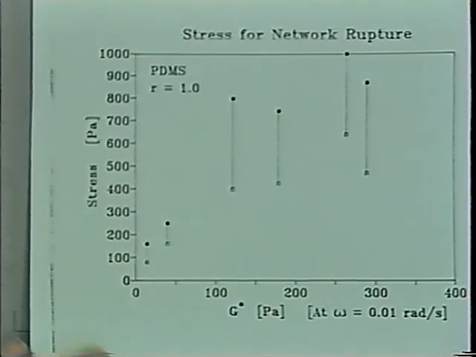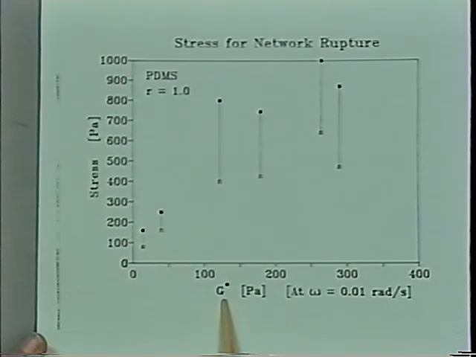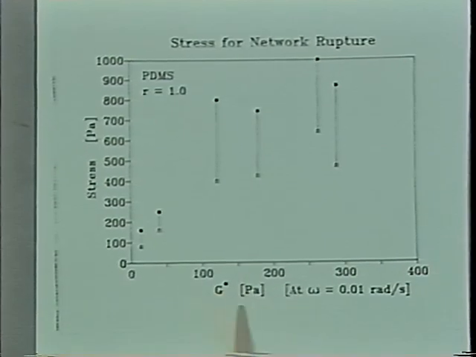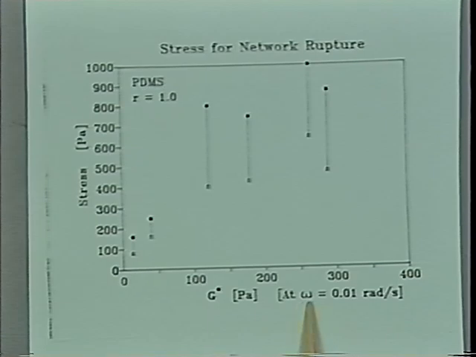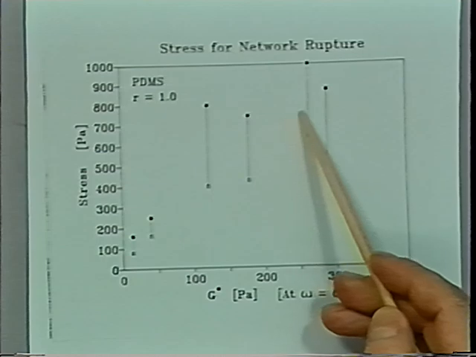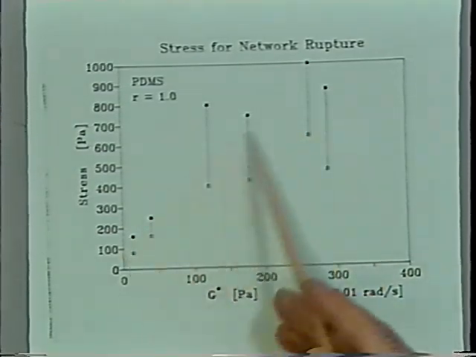And then he plotted the stress level needed as a function of extent of reaction. Now, extent of reaction was really identified by the complex modulus at low frequency. He didn't have the asymptote itself, so he just took the value at the lowest frequency he could measure. And you can see with increasing G star, with increasing extent of reaction, the ruptured stress is increasing. The network's just getting tougher as you put more crosslinks in. So that's what he would expect.